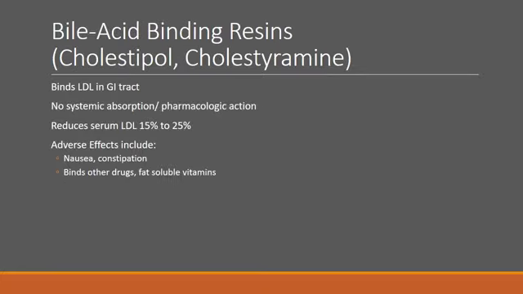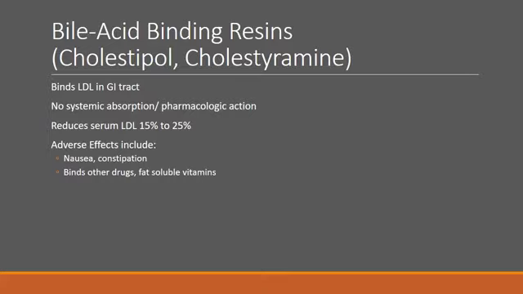Next, we'll look at some of the bile acid binding resins. Essentially, what we're trying to do here is bind the LDL within the GI tract so it's not able to be absorbed into the systemic vasculature. And essentially, by preventing the absorption, it's effectively removed once it passes through the rest of the GI tract. So it really has no pharmacologic action. It just prevents the systemic uptake or absorption of the cholesterol.